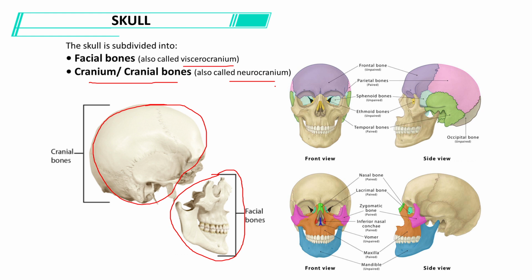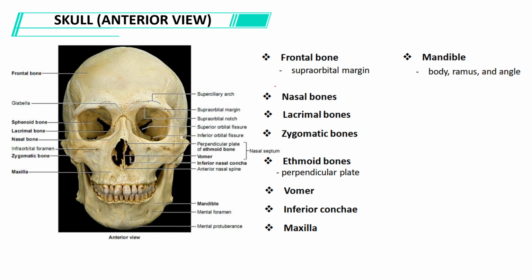Next, if you look at the anterior view of your skull, you see an image like this. The important bones that can be seen, for example, is this one on your forehead. This bone is called the frontal bone. Here, this big hole is your orbit, where your eyeballs are situated, and the rim of your orbit is called the supraorbital margin.